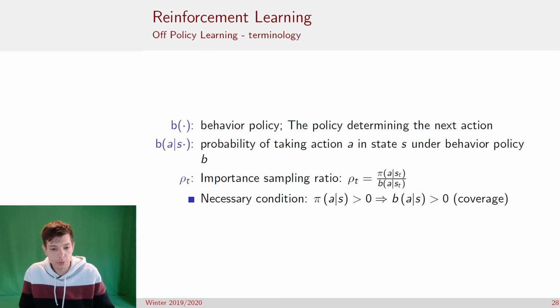We need one condition, sorry. That's the so-called coverage condition. We must ensure that everywhere where the policy we want to learn is larger than 0, our behavior policy needs to be larger than 0 as well. So the denominator here is never 0.